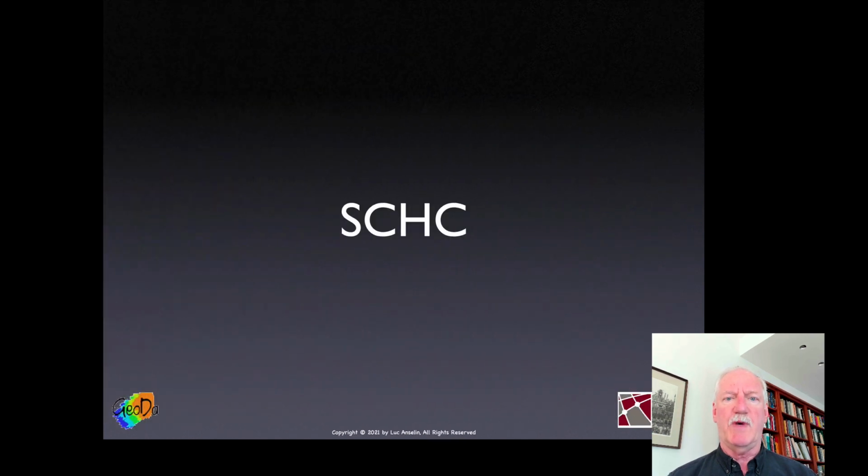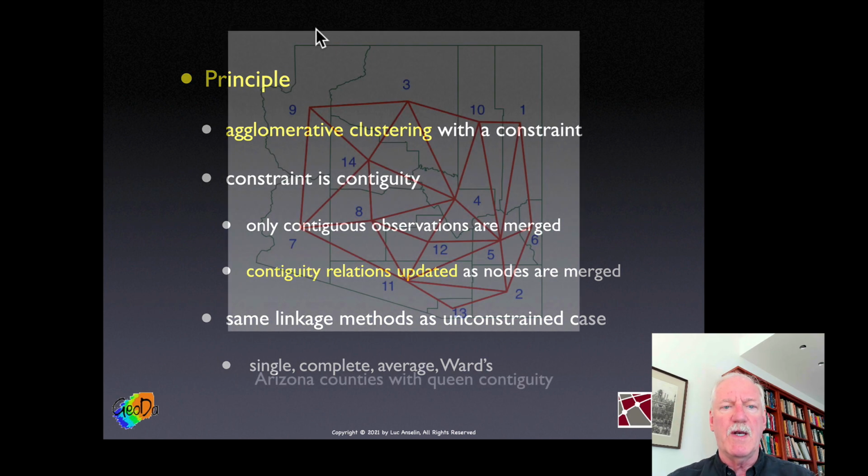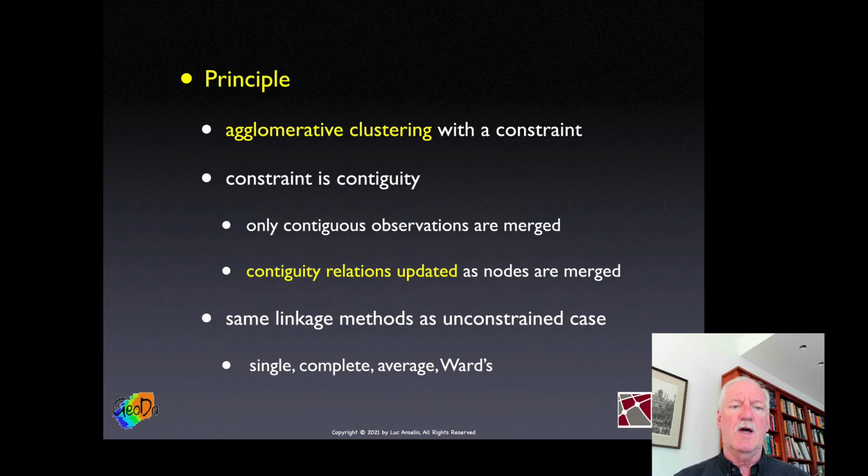We begin with spatially constrained hierarchical clustering. The principle is very simple. It's an agglomerative clustering procedure with a constraint imposed. As we've seen earlier, we can impose constraints such as a minimum population or another minimum size. But in this case, the constraint is spatial. So what does it mean?